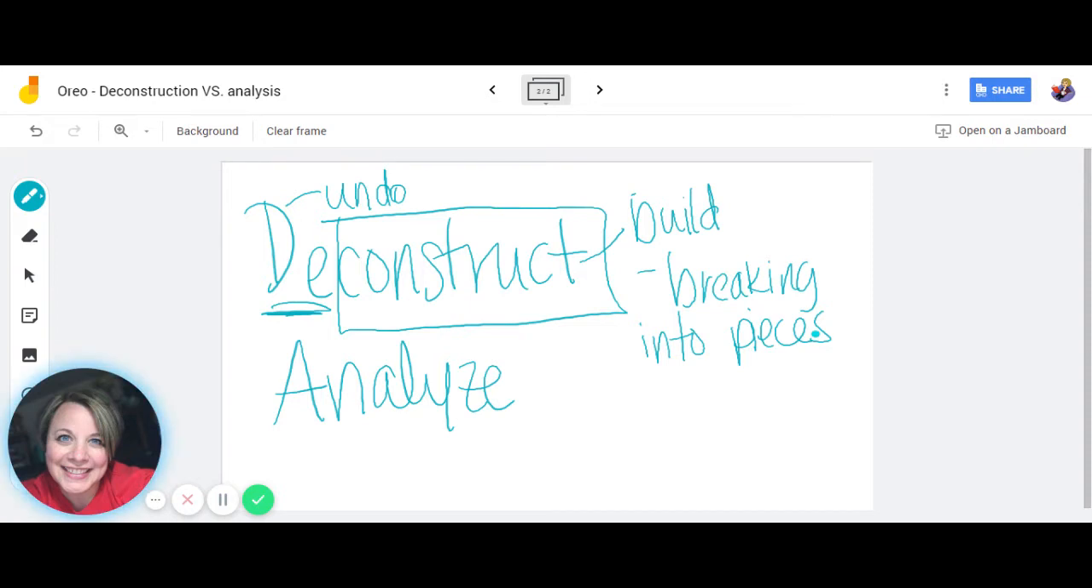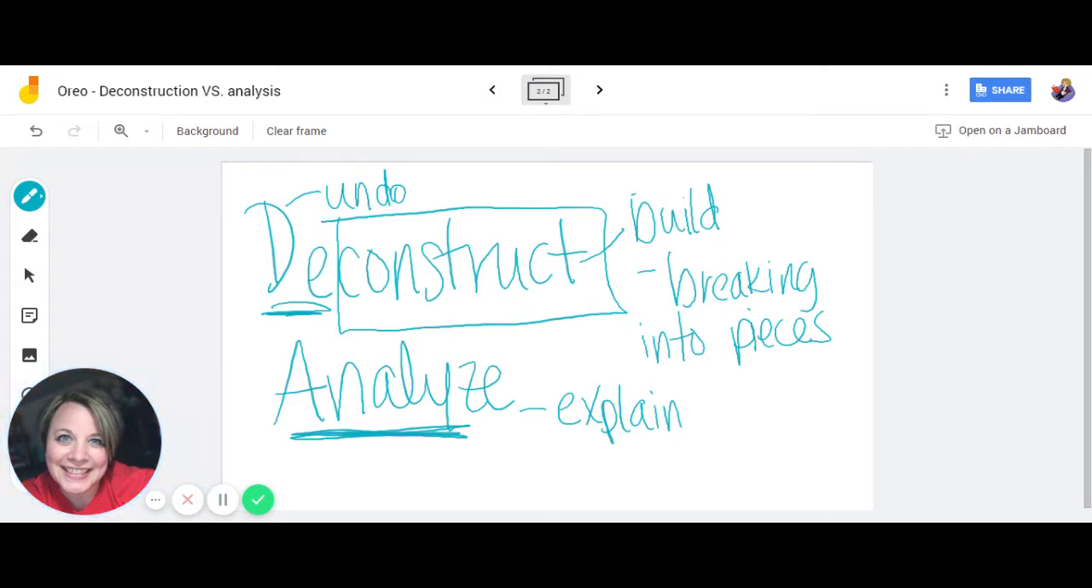Okay, when we analyze, we take those broken pieces and then we explain, okay, what's there? Why is it there? What does it do? What is it good for? What else can it be used for? That's where we compare and contrast, okay? So you can't analyze anything until you deconstruct it, but there are times that just deconstructing is helpful. And both of these strategies are good strategies for close reading, okay?